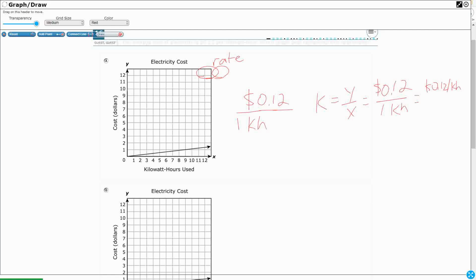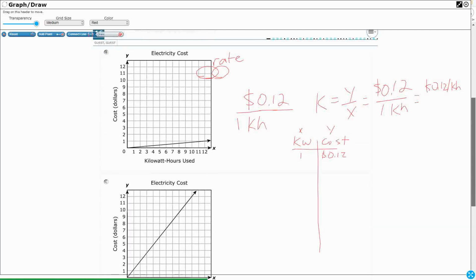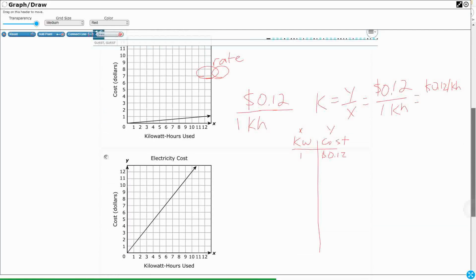So how do we find the graph that best represents this? Well, let's make a table of values. I'm going to say kilowatt hours here, because that's my x, and then my cost is going to be here. That's my y. Let's put some values down. So 1 kilowatt hour is 12 cents. It could be A, could be B. Definitely not going to be C.